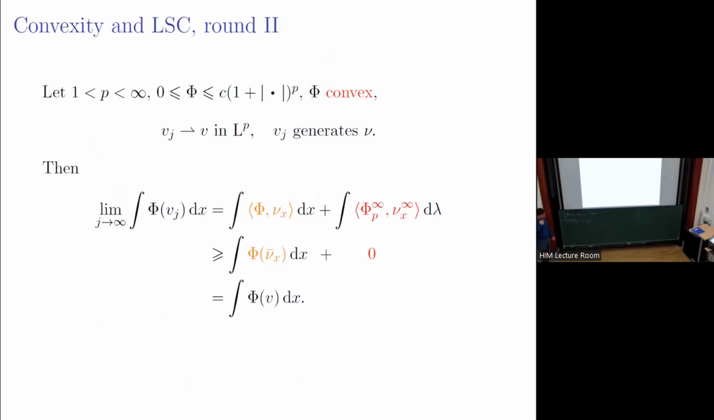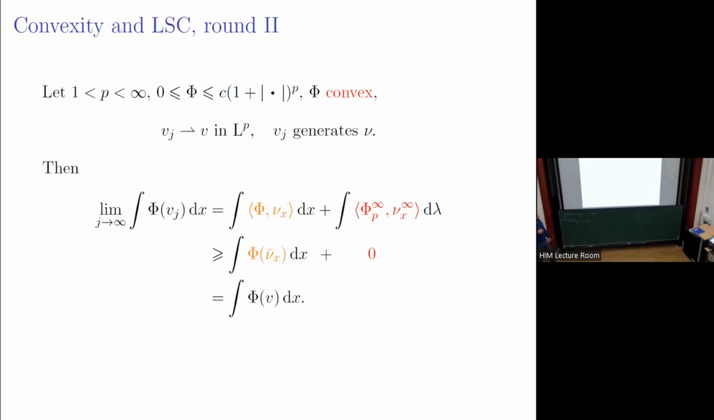So one very simple, pedagogical, if you wish, way to use Young measures to retrieve lower semi-continuity: let's go back to Weierstrass's theorem and say, if I have a convex integrand, I want to prove lower semi-continuity along an LP sequence.